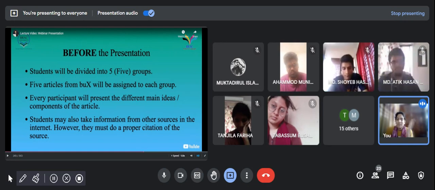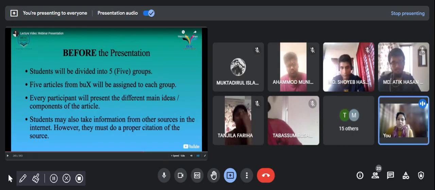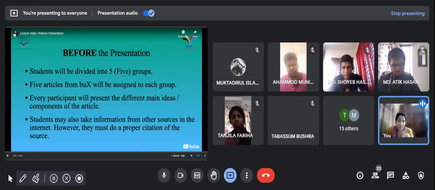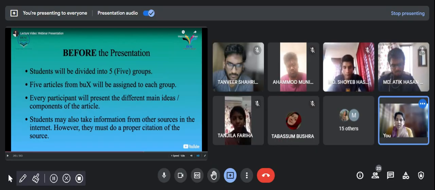All right, do not just take two articles from Google. You have to see that it's a proper academic article and it's taken from an authentic source. It can be a newspaper, a book, a journal, or anything. And if you look at the last line, however, they must do a proper citation of the source. So this is very important.